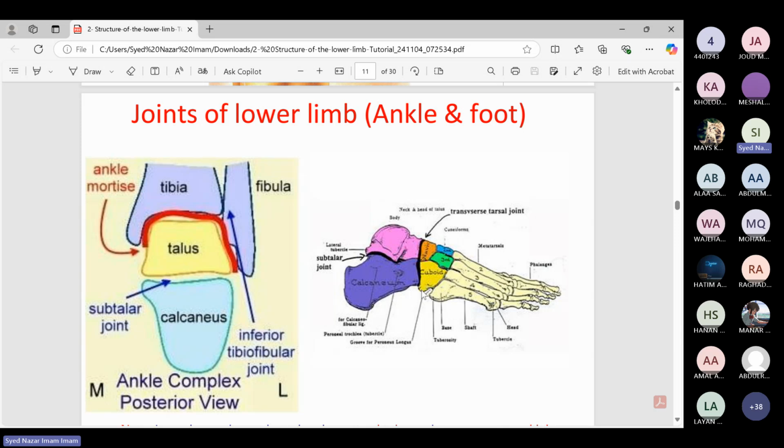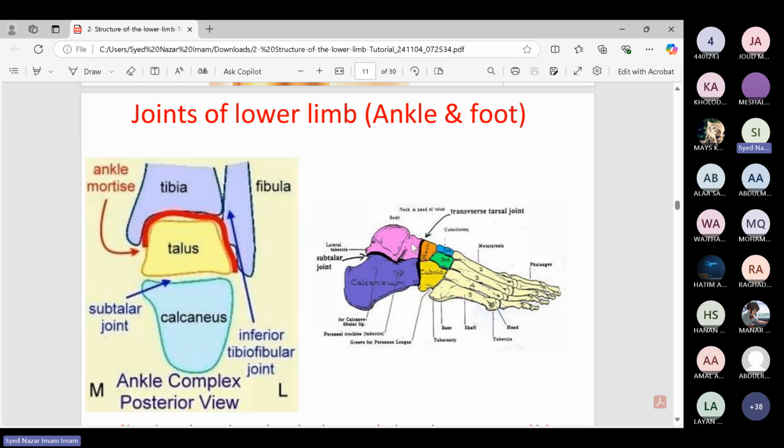What is transverse tarsal joint? The joint between calcaneum and cuboid. This is called calcaneo-cuboid joint, and the joint between talus and navicular. This is called talo-navicular joint. Remember, as I told you, that there is a head of the talus, which is forming a ball and socket joint with the concavity of the navicular. So this is one of the examples of the ball and socket joint. So we have calcaneocuboid joint and talo-navicular joint.